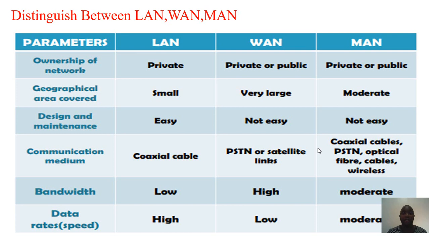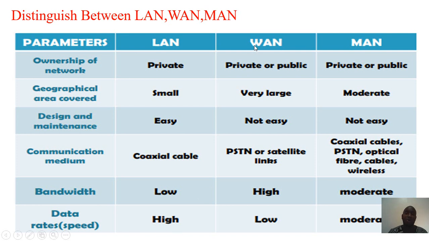The first one is the local area network. As you've seen, it's privately owned. It covers a small geographic distance. It is easy to work on. It mostly uses coaxial cables, but these days it goes to twisted pair cables and fiber optic cables. Though fiber optic cables are slightly expensive, the bandwidth is slightly lower compared to other kinds of network because it is mostly used for a workstation setup. The data rates are high.